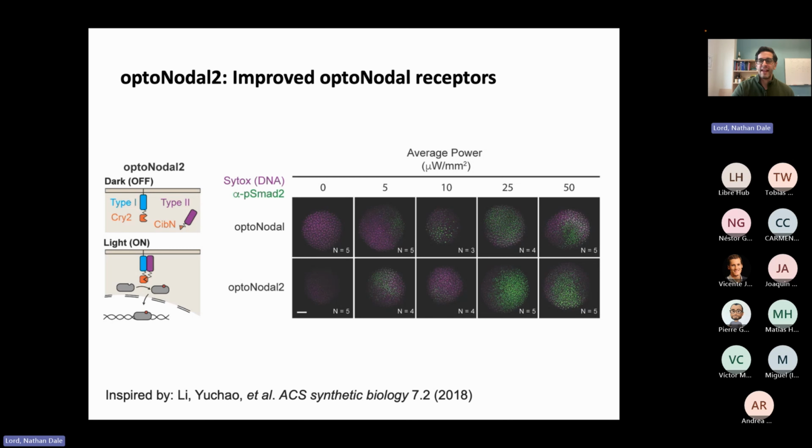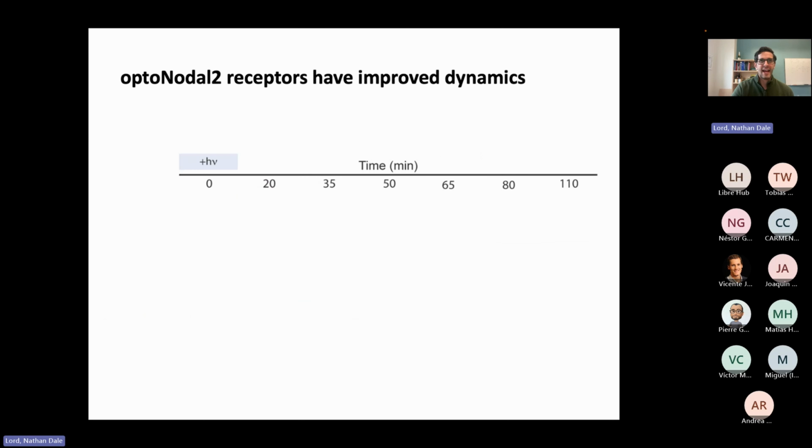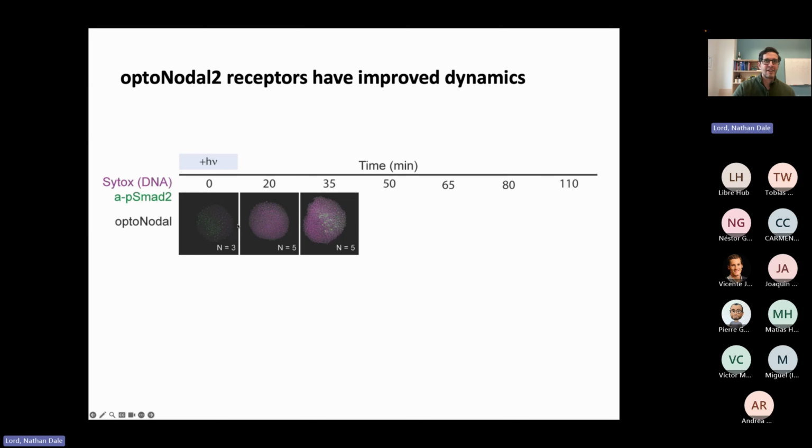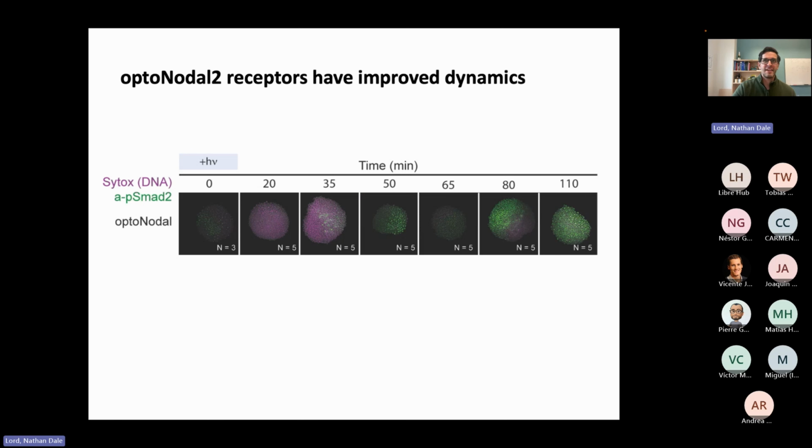A nice surprise that is actually a little bit puzzling, and I have some ideas about why this might be, but we still can't completely explain, is that the receptors have much better dynamics. If we look at an experiment where we give optoNodal receptors a short pulse of light at time 0 and then look at signaling after that pulse of light ceases, what we see is they turn on very rapidly, but then the problem is they just stay on or continue accumulating. In our hands, these new receptors behave a lot more like a switch, where you shine light on them and they stay on for approximately another 2 hours at least. That's about as far as we've looked.